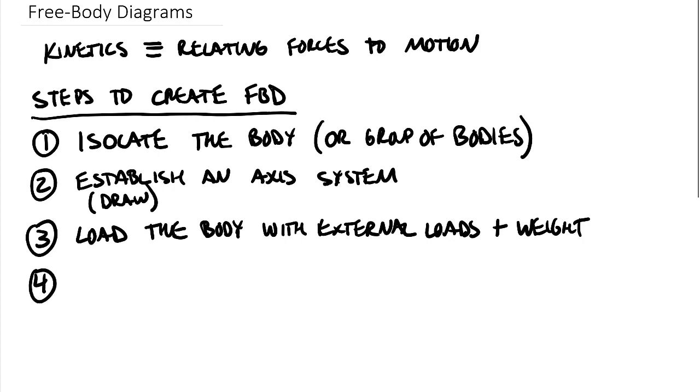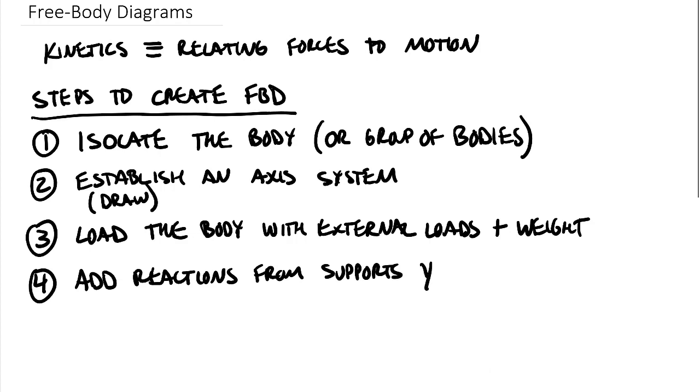Number 4 is to add reactions from supports. And these supports, you actually cut them away back in step 1. Okay, so add reactions from supports you cut away when isolating.